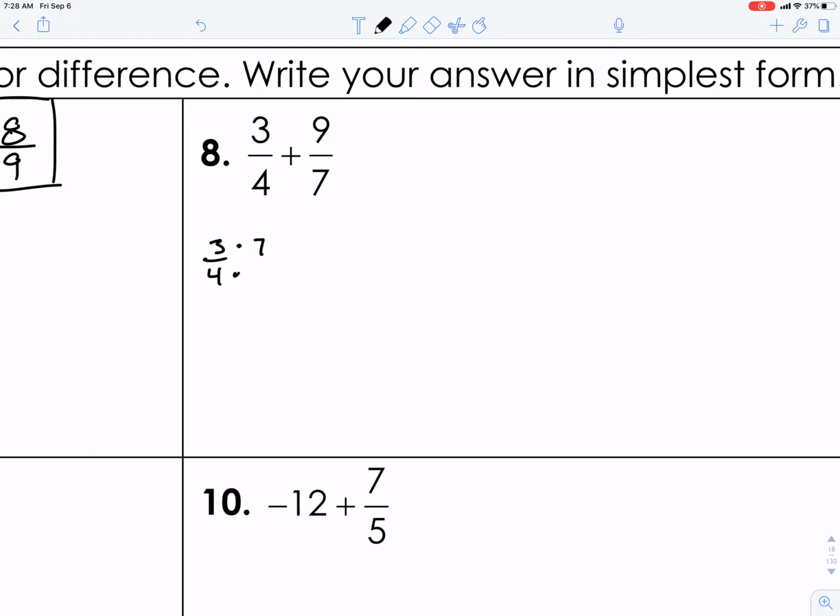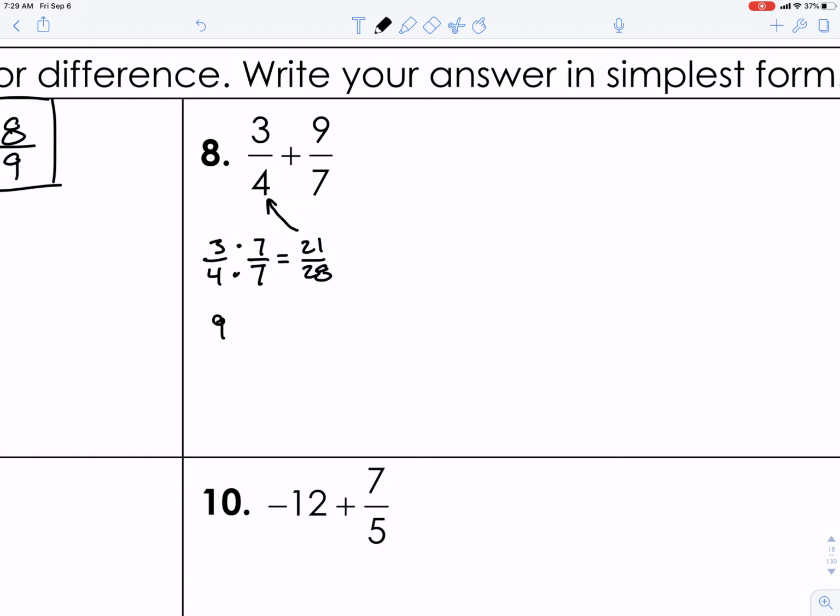I multiply it by 7. So I'm multiplying by 7 over 7. And remember, fractions are just little division problems. 7 divided by 7 is 1. So again, I'm technically multiplying by 1. I'm not changing the value, I'm just changing the numbers. 3 times 7 is 21, 4 times 7 is 28. Okay, so that's going to take the place of my 3/4.